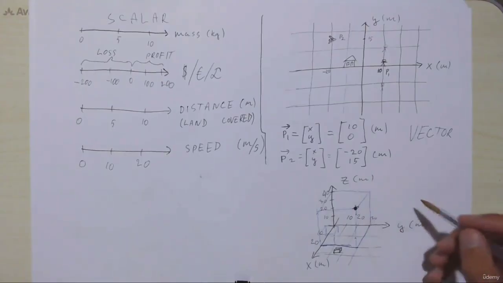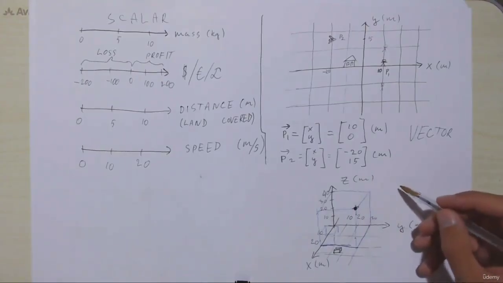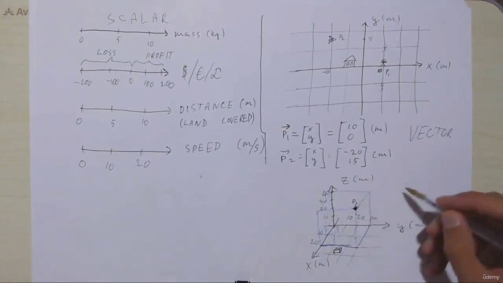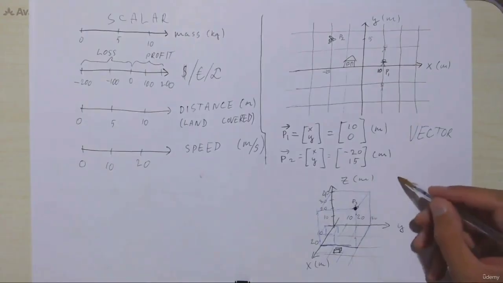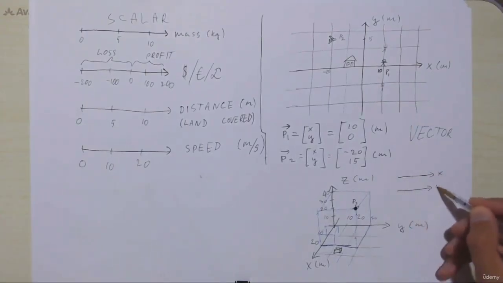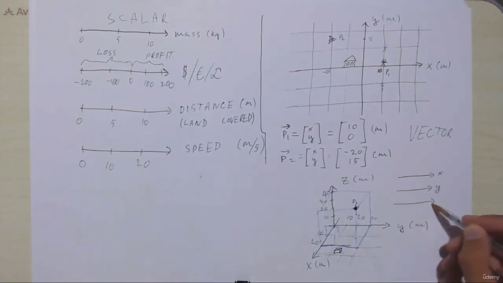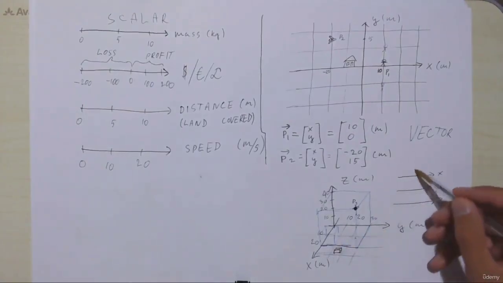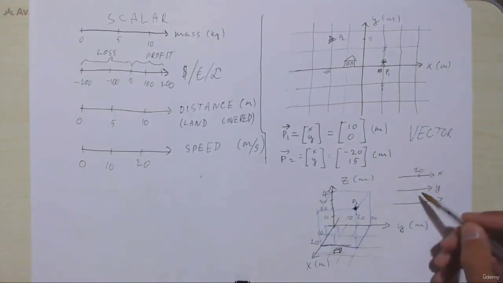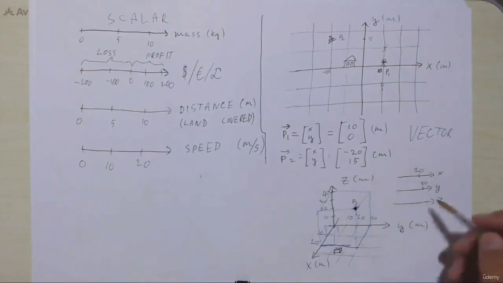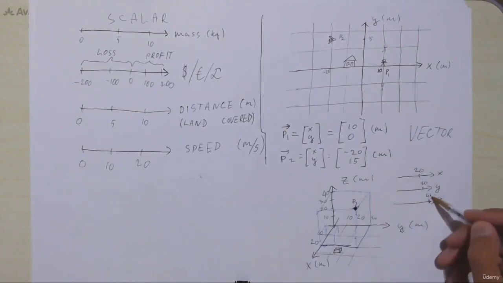And as you can see, you need 3 number lines to determine the position. Let's call it P3 to determine position 3. You need an X number line, a Y number line, and a Z number line. So for the X it would be 20 meters, for the Y it would be 30 meters, and for the Z it would be 40 meters.